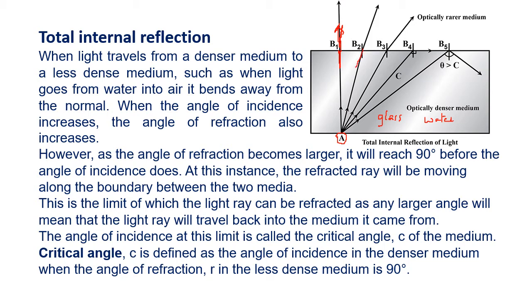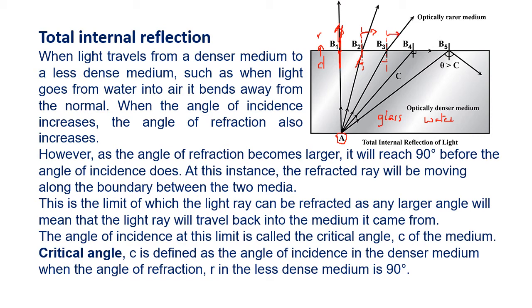A second beam of light, B2. Now we draw the normal at B2. This is the normal. What you can see is the light bending away from the normal. Why? Because it is going from denser to rarer, it bends away from the normal. So this is the angle of incidence and this is the angle of refraction. For a third beam, we have increased the angle of incidence, and it is going farther from the normal.